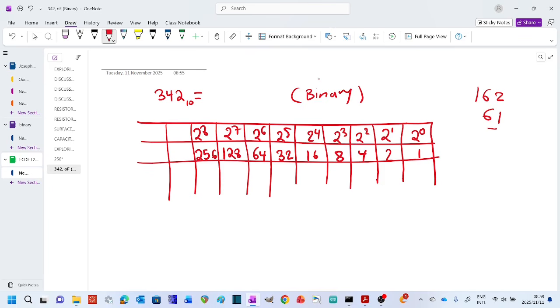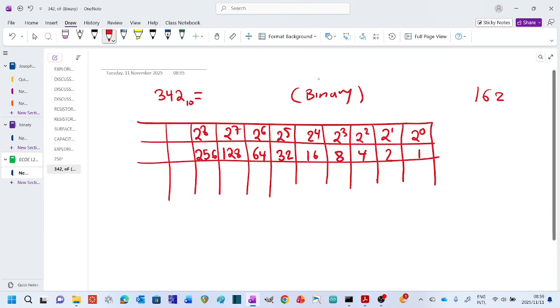So if I wanted to convert 18 into binary, I will have to stop at 2 to the power 4. 2 to the power 4 is 16. 16 is smaller and closer to 18. If I go to 2 to the power 5, that's 32, which is bigger than 18. So this is for you to know when and where to stop.